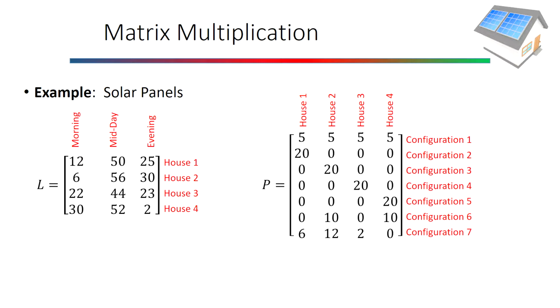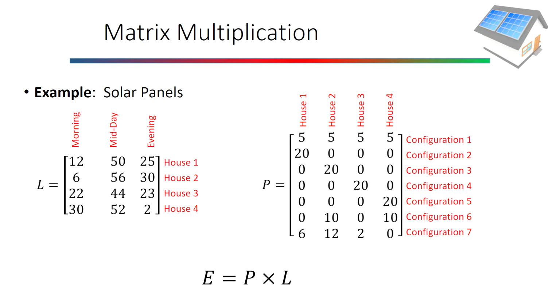In configuration 1, you put 5 panels on each house. In configuration 2, you've put all of the panels on house 1. If we look at configuration 7, you've put 6 panels on house 1, 12 on house 2, 2 on house 3, and none on house 4. Now, since you know a bit about matrix multiplication, you know that you can calculate the total power generation for the village throughout the day by using a bit of matrix algebra and multiplying P times L.